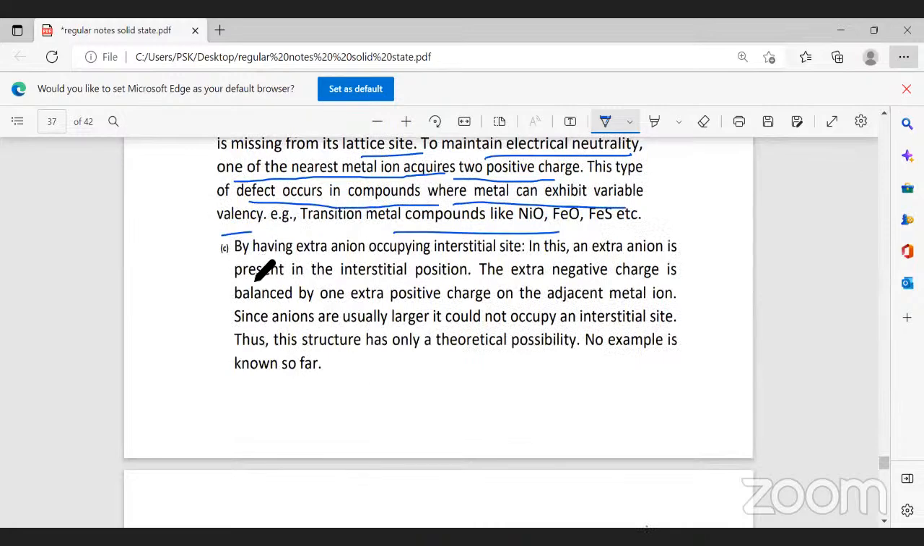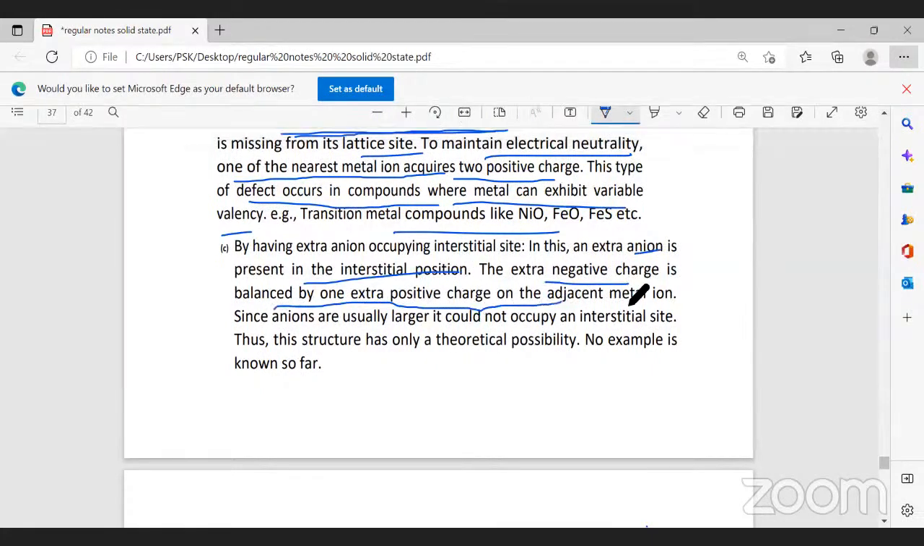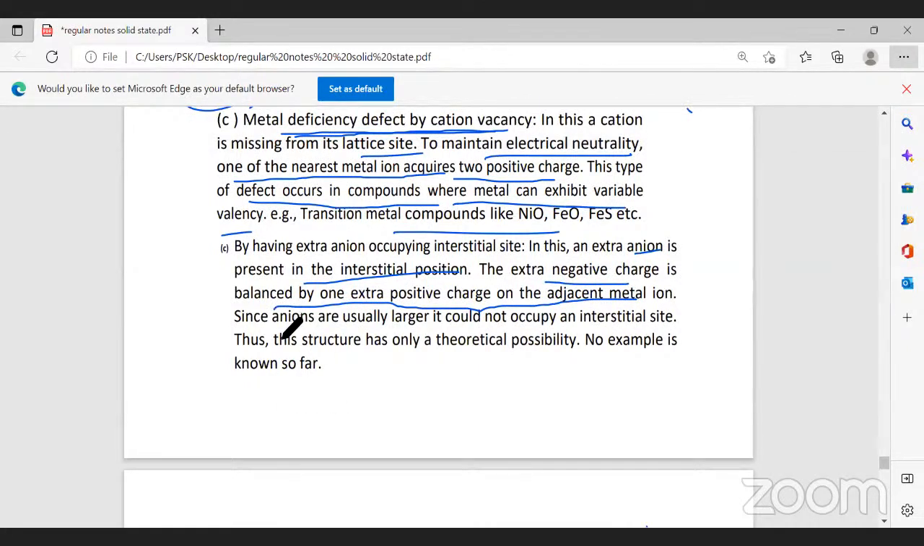Last paragraph, we will learn this and we'll stop. Possibly we'll continue the class tomorrow. By having extra anion occupying interstitial site, an extra anion is present in the interstitial position. The extra negative charge is balanced by one positive charge in the adjacent metal ion. Such anions are usually larger, so they could not occupy the interstitial site. Thus, the structure has only theoretical possibility. No example so far.